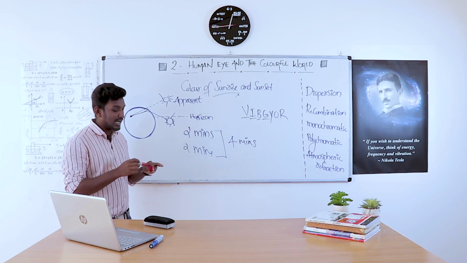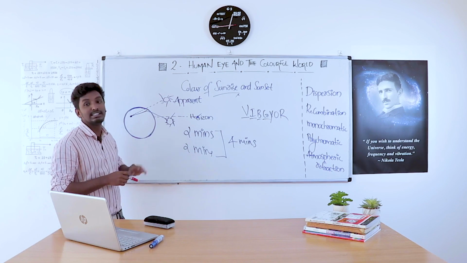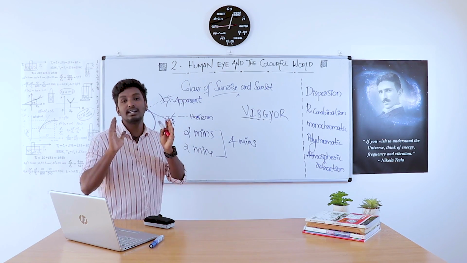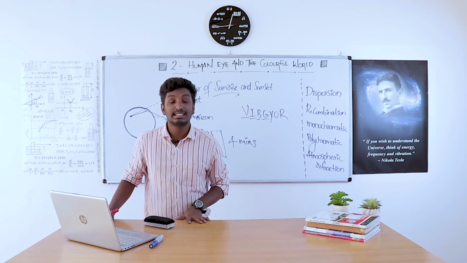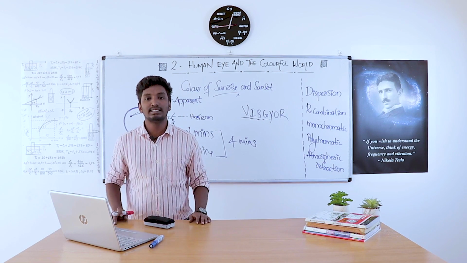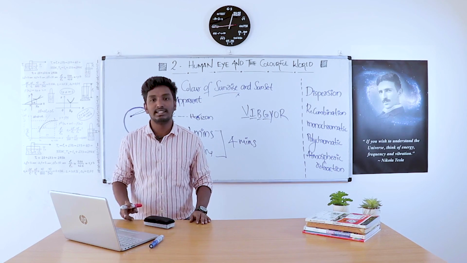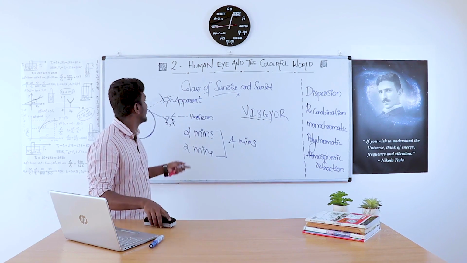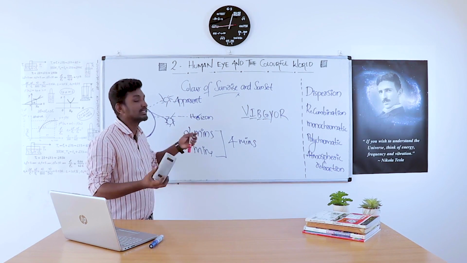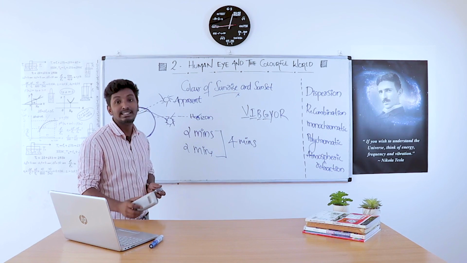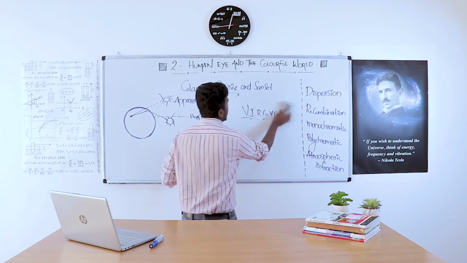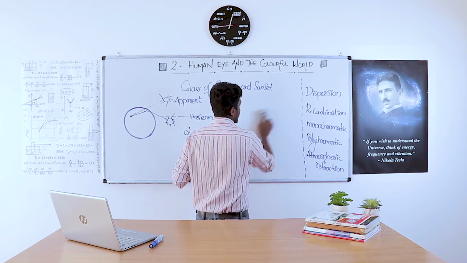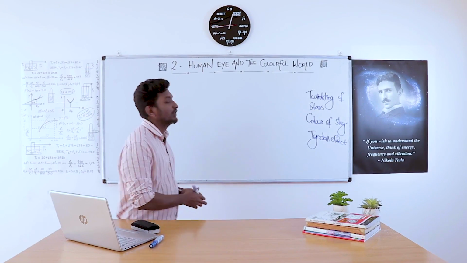At last, colors having the highest wavelength scatter less and reach the earth, and in that color we are seeing the sun. So at sunrise and sunset we are seeing the sun in a reddish color. That's the color of sunrise and sunset. Clear? Now moving to the next topic.